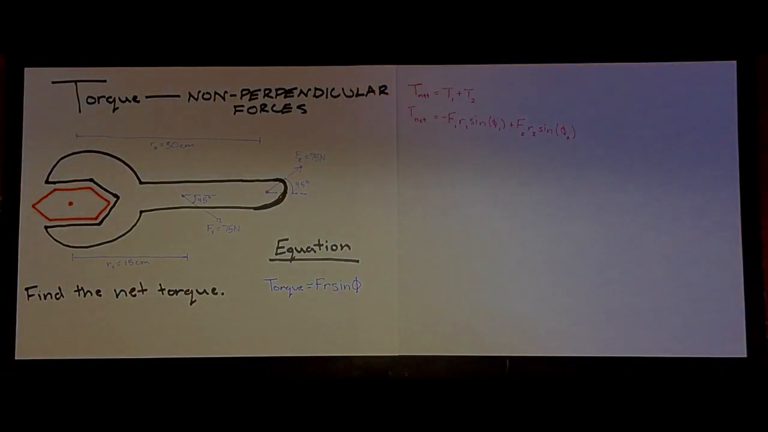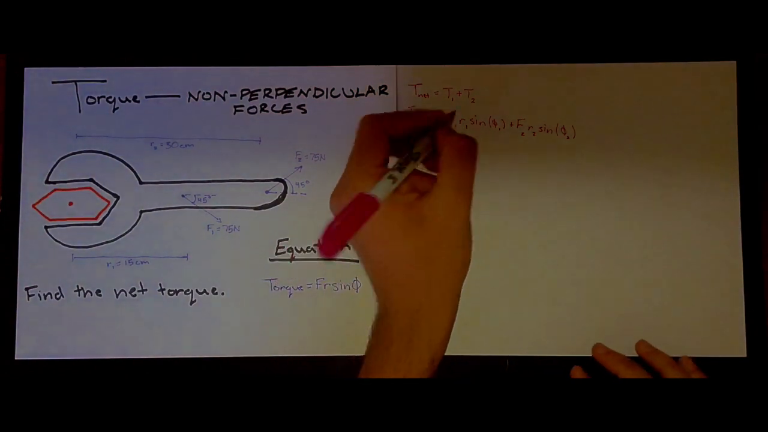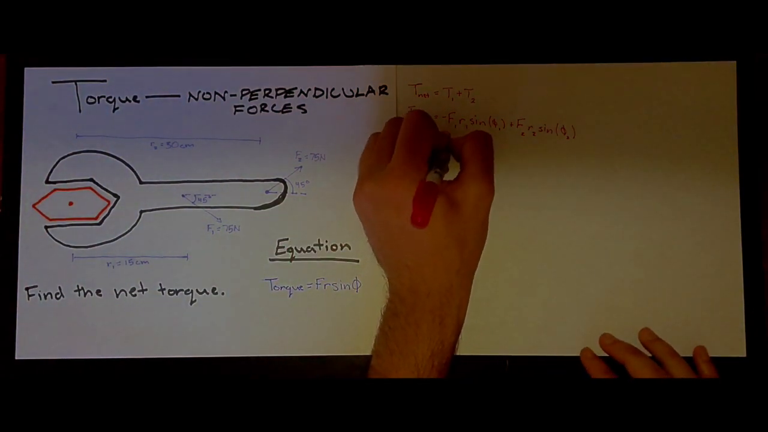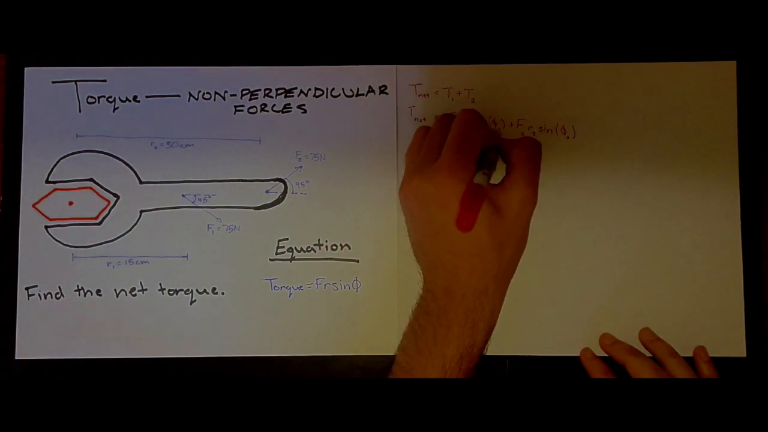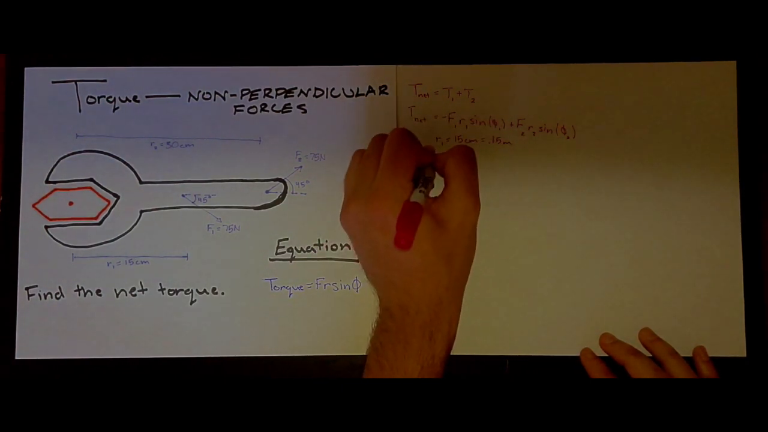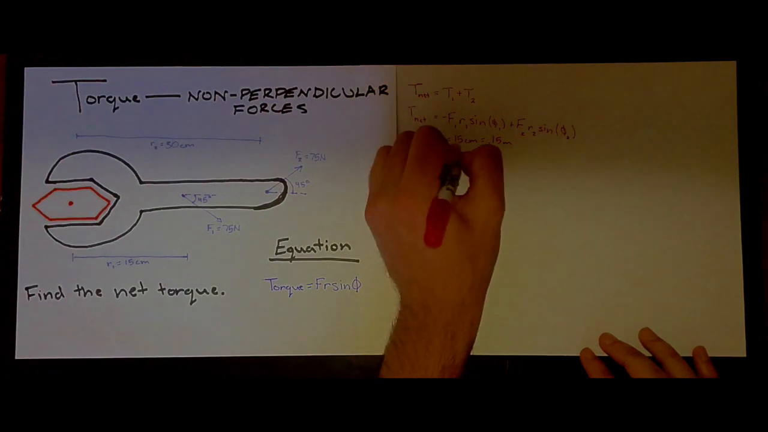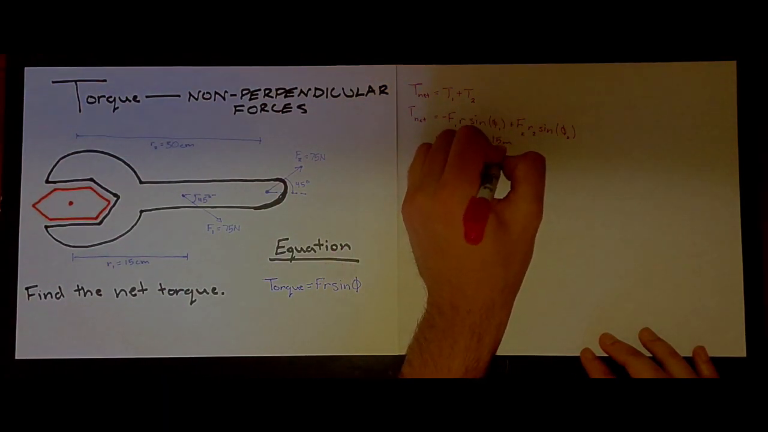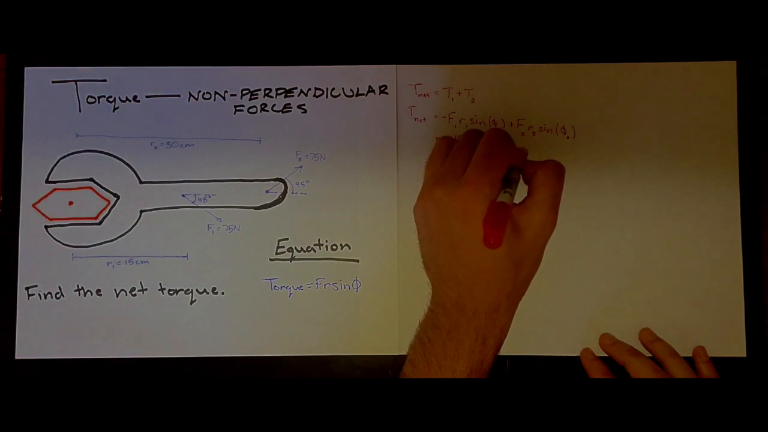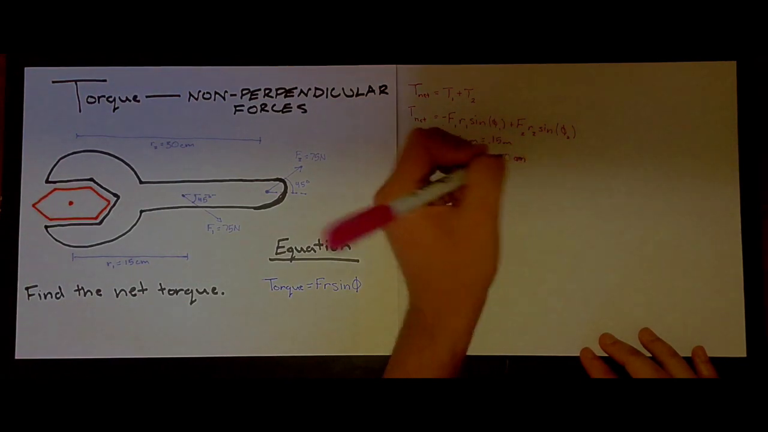Before we can plug in, we need to convert the centimeters to meters. So for length 1, which is 15 centimeters, is equal to 0.15 meters. For length 2, it is 30 centimeters, which is equal to 0.3 meters. Now we can plug in the numbers and solve.